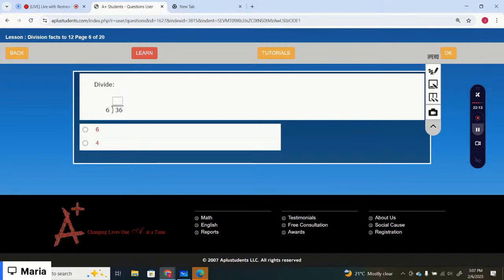So 36 divided by 6. You have to count a table of 6 until 36. So 6 times what number is 36? That is 6 times 6 is 36. Option number 1 is the correct option.